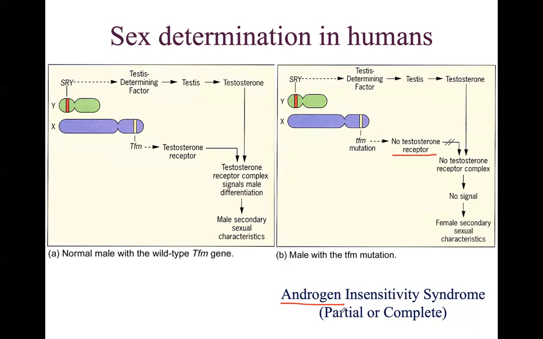Okay, and it can be partial or complete, and you would want complete, because at least physiologically, even though you may not be able to reproduce, physiologically, you look what in society we would consider normal, right? Partial, you're going to start to get both. Okay, and that's a little bit more traumatizing socially.